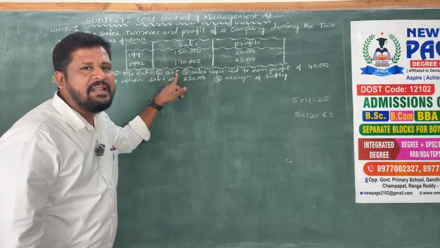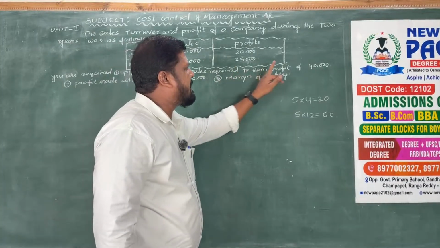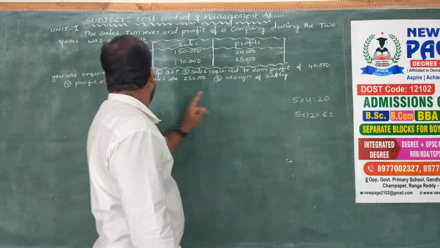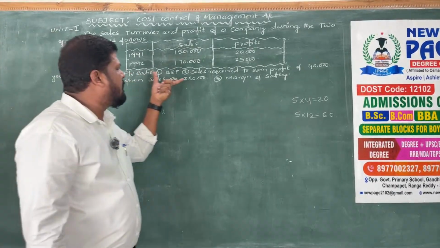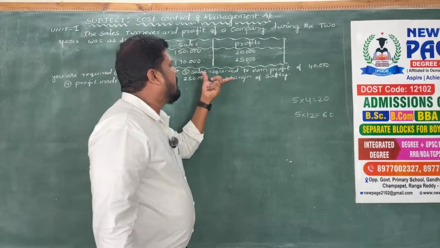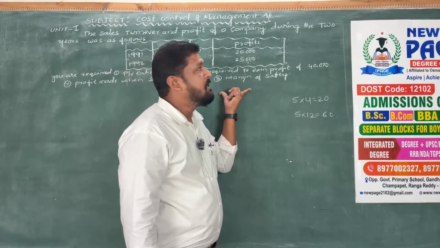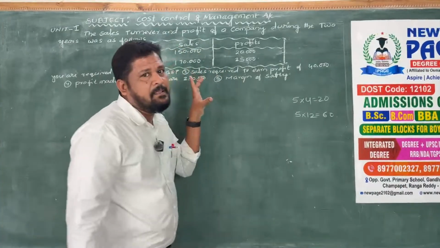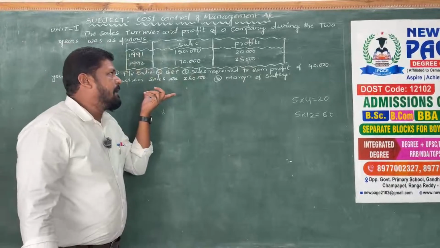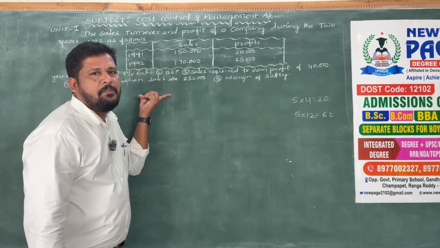Third one is sales required to earn a profit of 40,000. Fourth one is profit made when sales are 2,50,000. Fifth one is margin of safety. This type of question was previously frequently asked in examinations. So this is the most important problem.